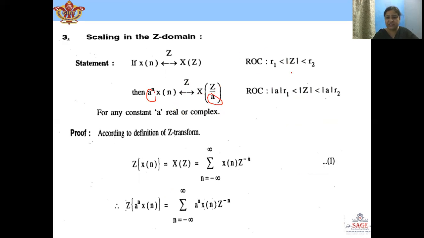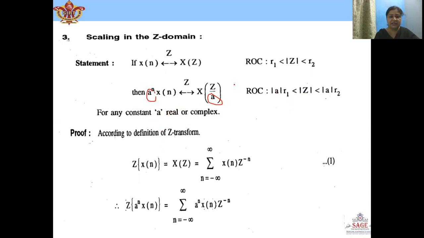And what will be the change in the ROC? Here the ROC was previously between R1 and R2. Now it will be between aR1 and aR2. Right? So here a can be real or complex, but it is a constant number. Now we'll move on to the proof of this property.